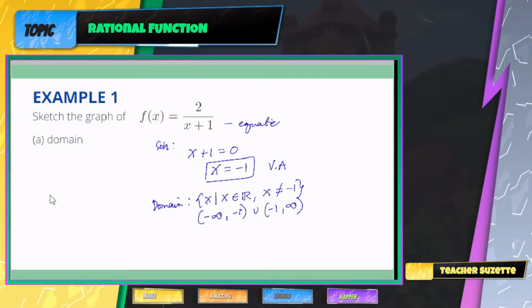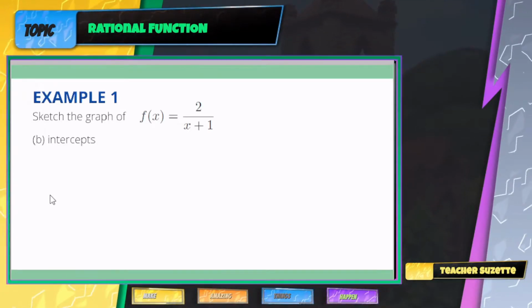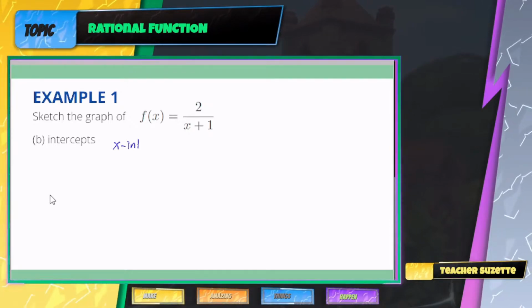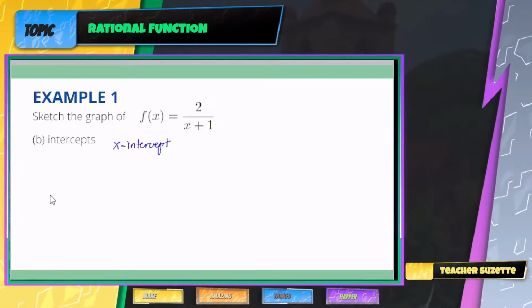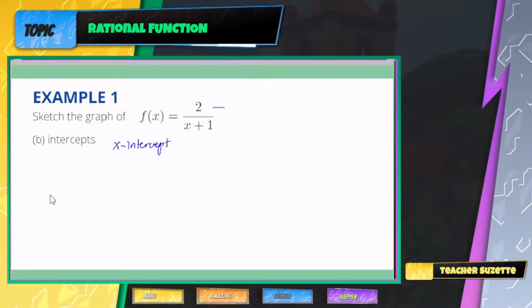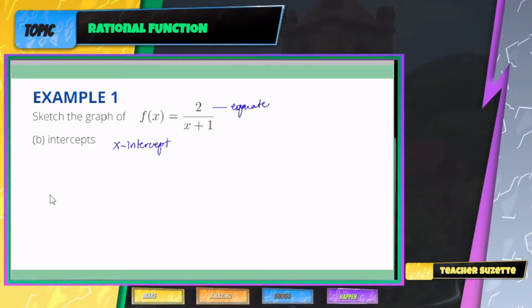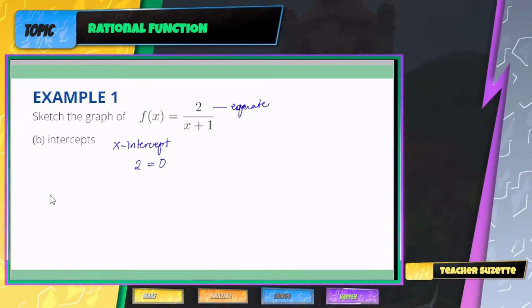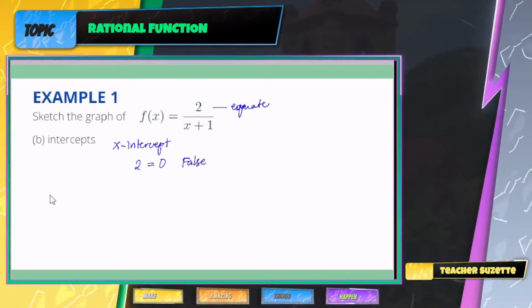Ayan. So next, how about the x and y-intercept of this graph? So the x-intercept can be easily computed, or you can easily find your x-intercept because you just equate your numerator. So for this instance, 2 equal to 0. And obviously, 2 equal to 0 is a false statement.